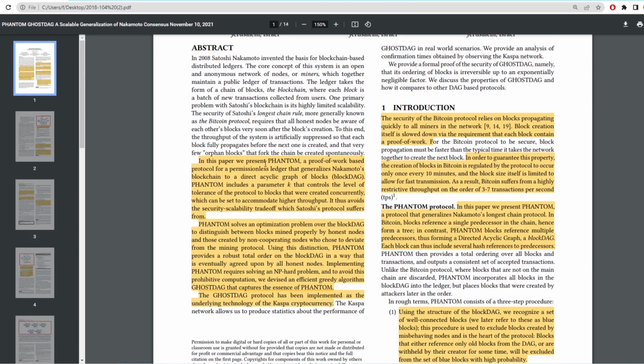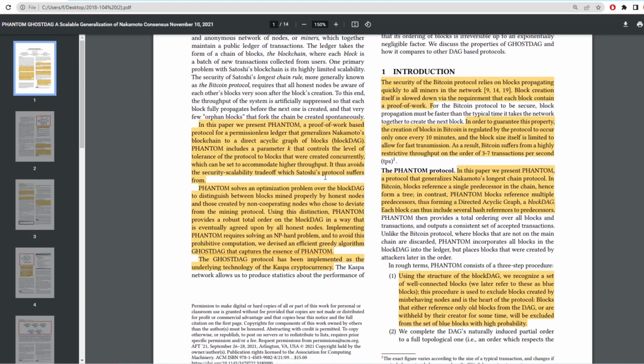Here it says in the paper, we present Phantom, a proof-of-work based protocol for a permissionless ledger which generalizes the Nakamoto blockchain to a directed acyclic graph of blocks. For those who are wondering, that's what DAG stands for, Directed Acyclic Graph. Phantom includes a parameter k that controls the level of tolerance of a protocol to blocks that were created concurrently, which can be set to accommodate higher throughput rate. It thus avoids the security scalability trade-off which Satoshi's protocol suffers from.